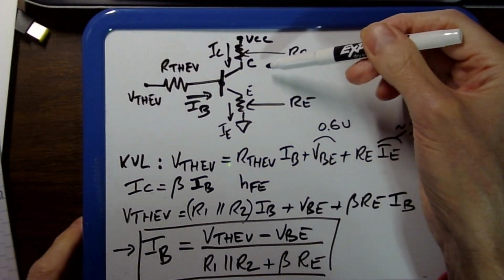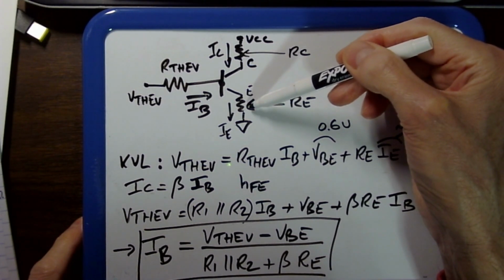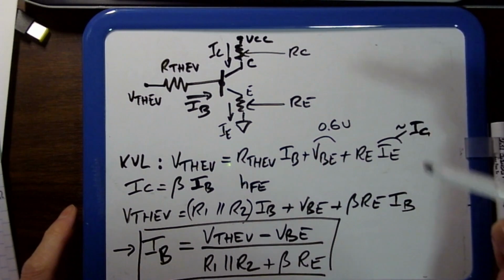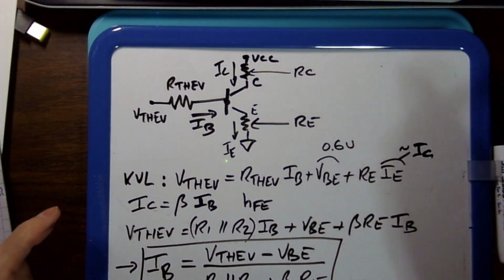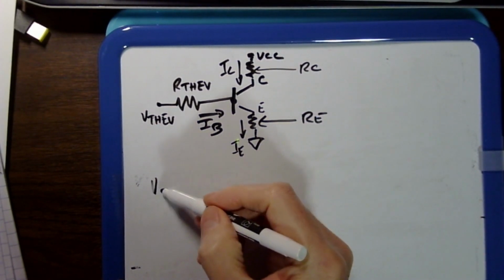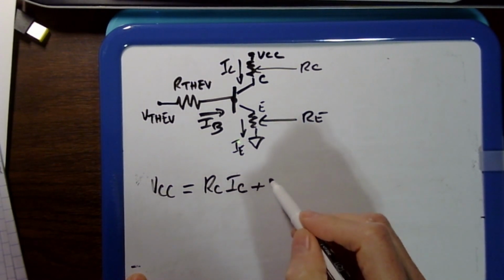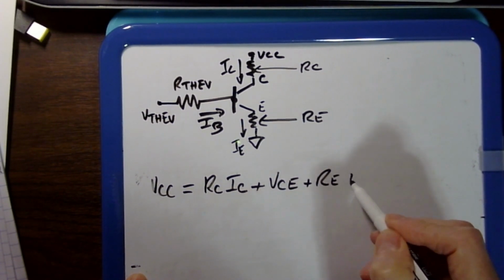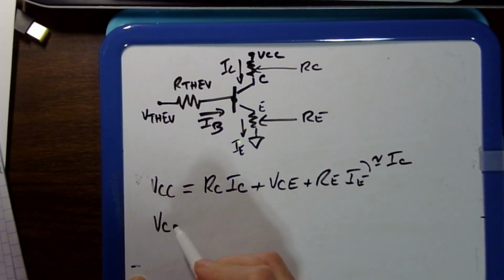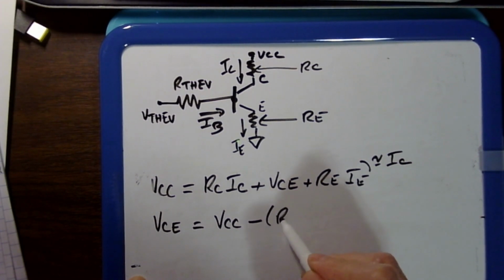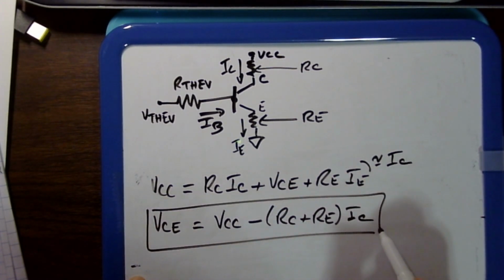We can also compute VCE by doing KVL on this branch, going from VCC to RC to C to E to RE and then to ground. So this vertical branch. I can get rid of all this stuff. IB, we don't really care anymore. So if you do KVL on this branch, you have VCC equal RC IC plus VCE plus RE IE. IE equal IC, pretty much. So you solve for VCE: VCE equals VCC minus (RC plus RE) times IC. So that gives you the VCE.